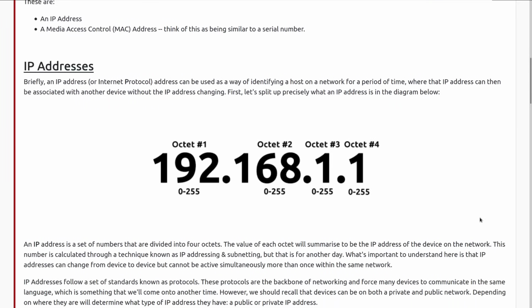IP addresses. Briefly, an IP address, or Internet Protocol address, can be used as a way of identifying a host on a network for a period of time, where that IP address can then be associated with another device without the IP address changing. First, let's split up precisely what an IP address is in the diagram below.